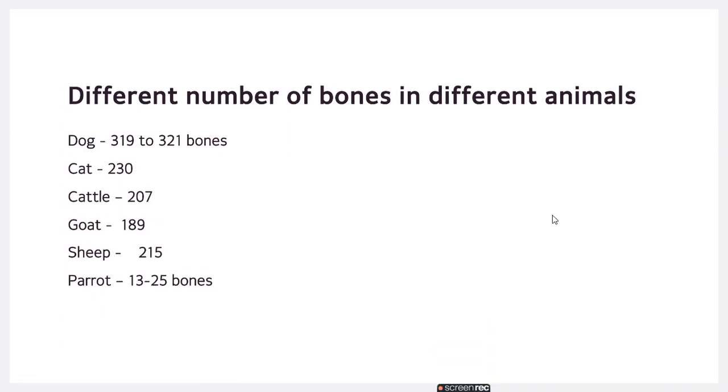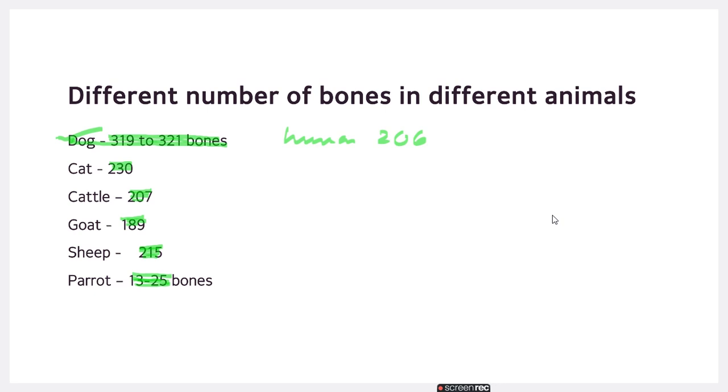Moving forward, talking about the different numbers of bones in different animals, as we know, the human has approximately 206 bones, but different animals have different numbers of bones. The dog has 319 to 320 bones, while the cat has 230 bones, the cattle has 207 bones, the goat has 189 bones, the sheep has 215 bones, while the parrot has 13 to 25 bones.